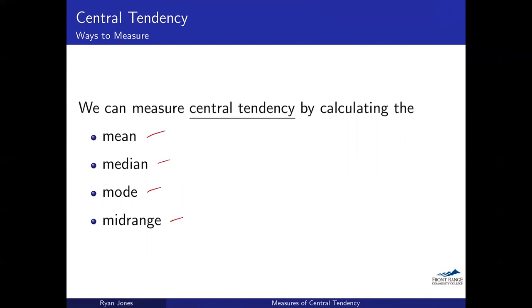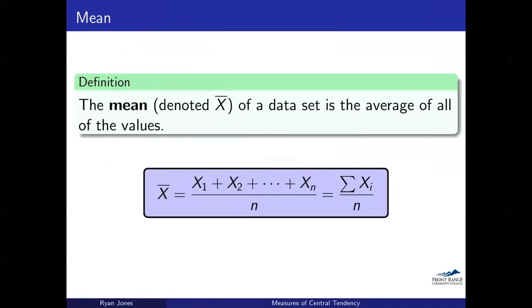So let's start off with mean. Another word for mean is average. Mean is just a little bit more formal. And so we're going to denote the mean by capital X bar. We'll put a bar over a capital X, and that denotes the average, the mean. So that's the mean of a data set, X bar, and it's just the average of all the values.